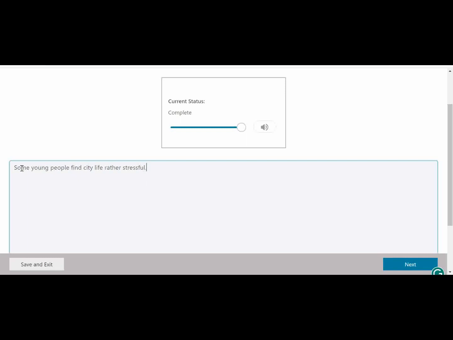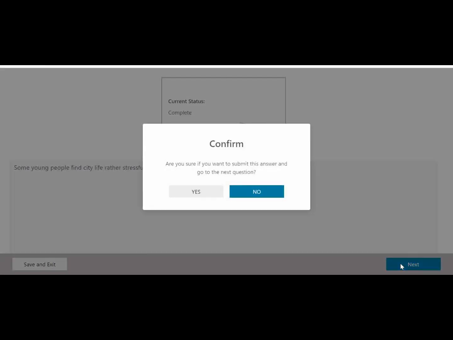So you have to start your sentence with the capital letter and you have to end your sentence with the full stop. So you can write 2 to 3 words extra, but my sentence is correct and it's giving some sense. Some young people find city life rather stressful. So check your spelling, stressful with single L, and city life, then people. So people is already plural, so we will not use S with people.